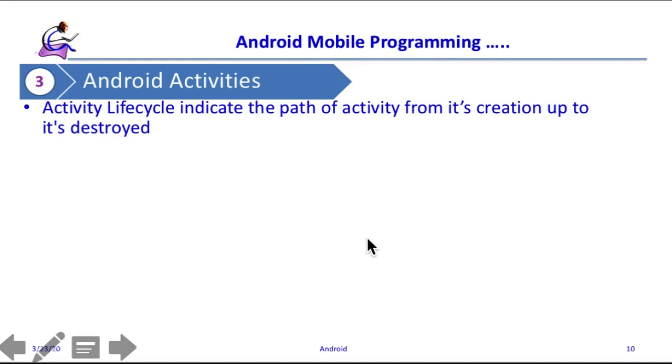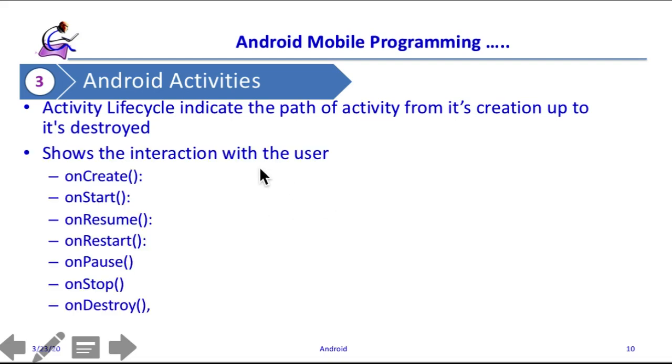Next, I want to discuss Android activities. Activities are one of the 4 components, as we have already discussed, and they have their own life cycle. Usually they are used to create different instances in your application.